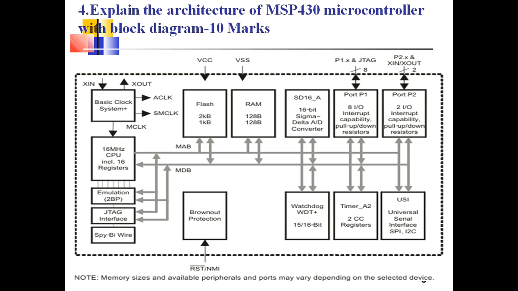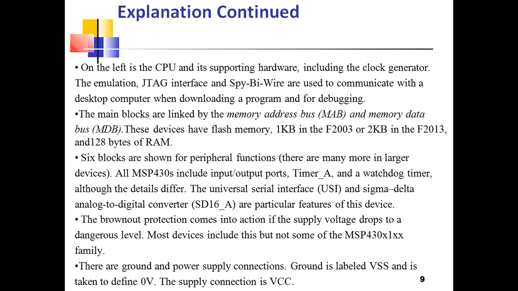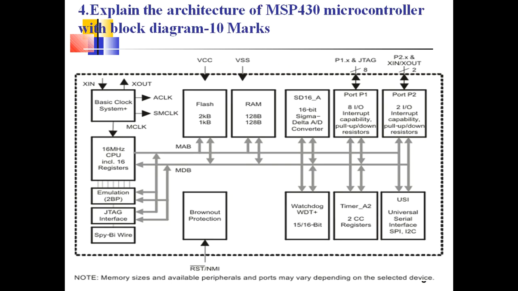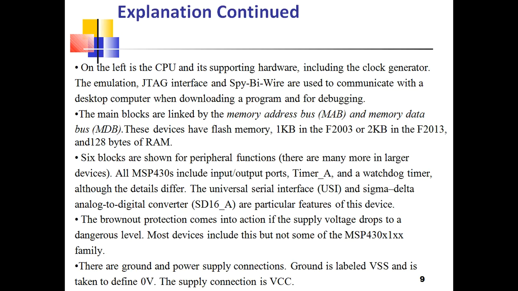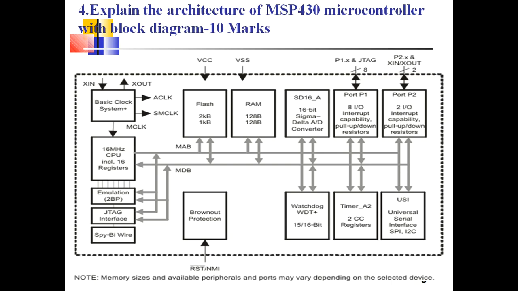To maintain and control the operations of MSP430, you are going to use different timing circuits, which I have explained continuously. Here I have explained the RAM, ROM, the timing circuits, brownout protection circuits, and watchdog timers. To perform the universal serial interface you use the USI, and you have the timer registers, that is 2 CC registers, capture and control registers, with VCC for the supply and VSS for the ground.